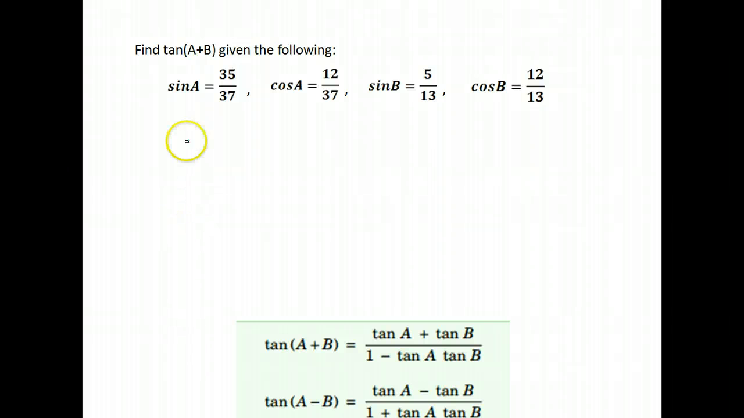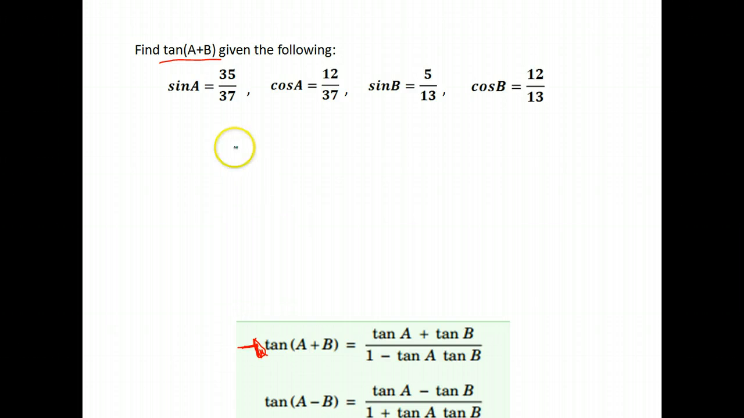All right, let's work with some tangent problems here. We're asked to find the tangent of angle A plus angle B given the following values. So we're going to use our identity for tangent when we're doing a sum right here. Tangent A plus B equals tangent A plus tangent B over 1 minus tangent A times tangent B.